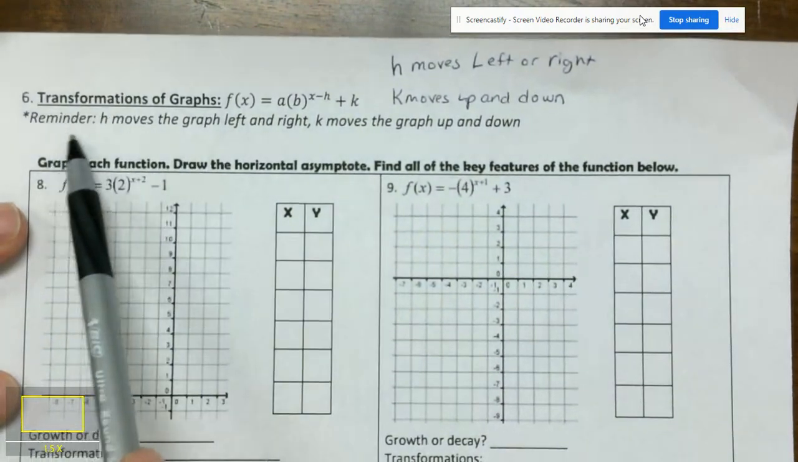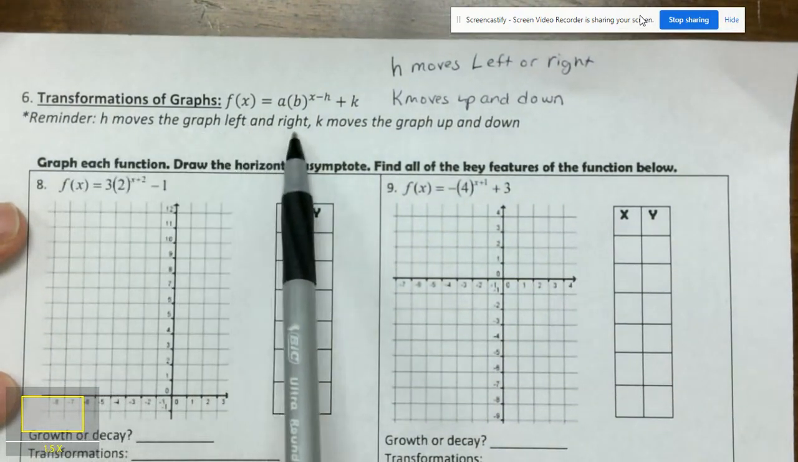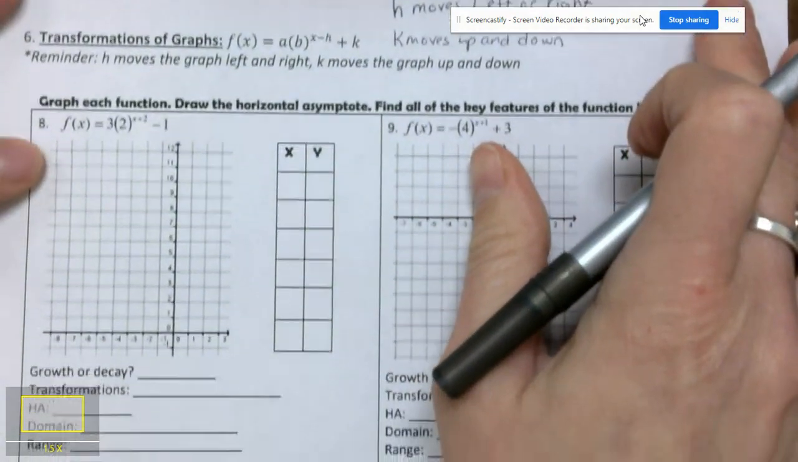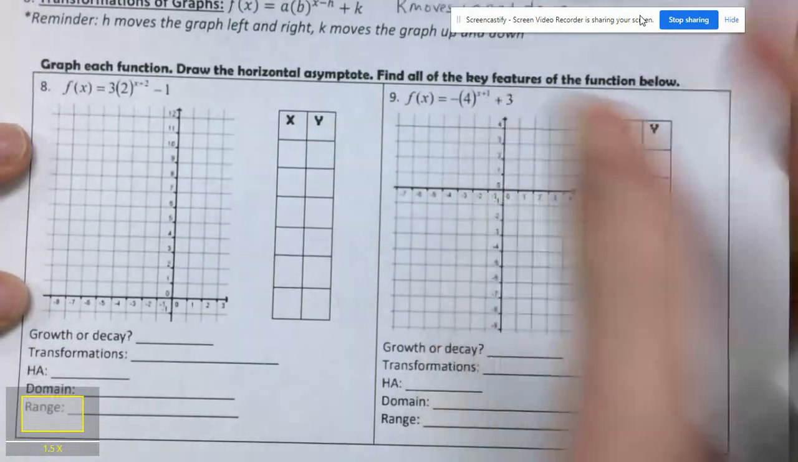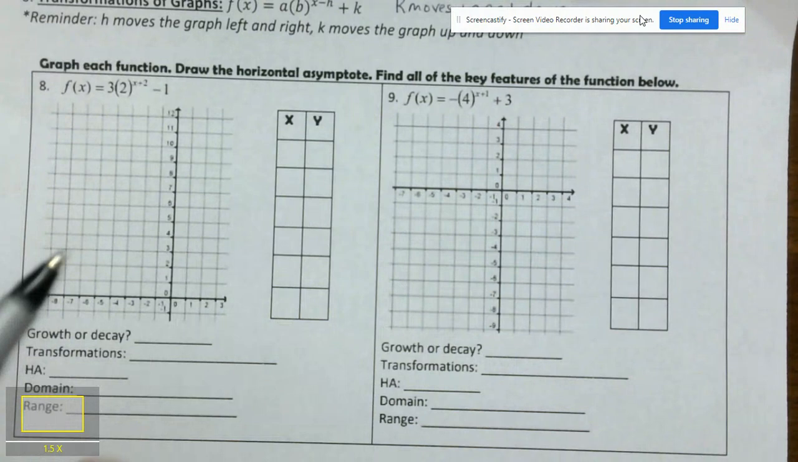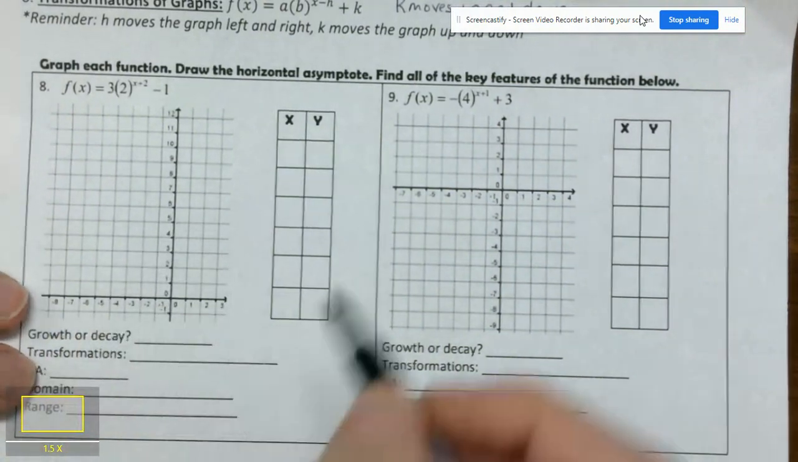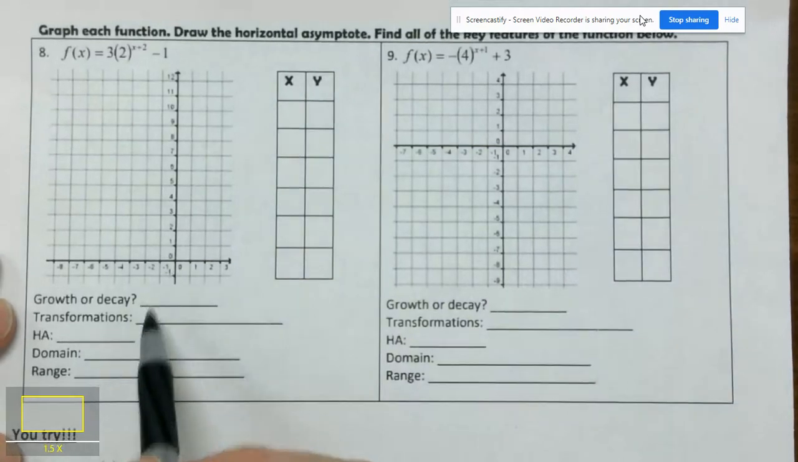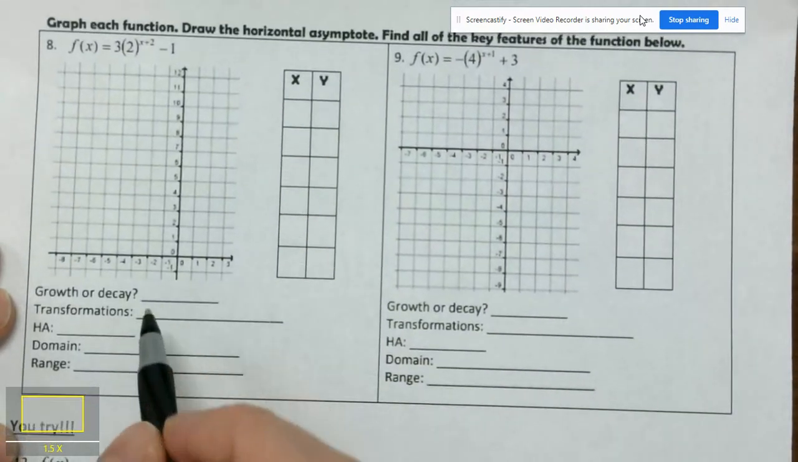And I actually have written that here for you. h moves the graph left and right, and k moves the graph up and down. Now, again, the best way to do these is by just looking at these graphs, and let's plot in some points and see what we come up with, okay? Now, there's some things we're going to list here. So let's see what we can do here.